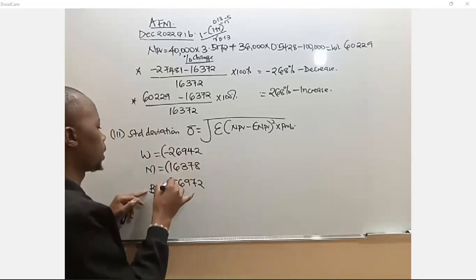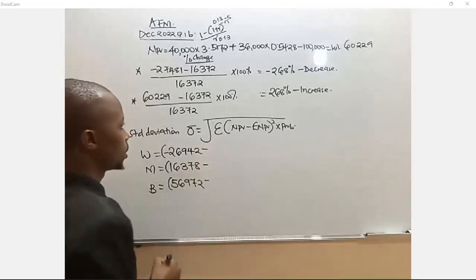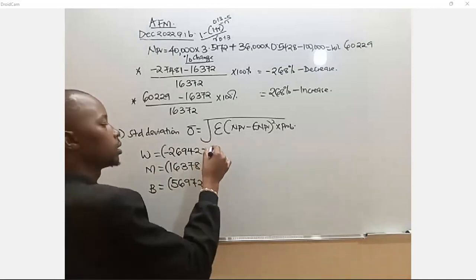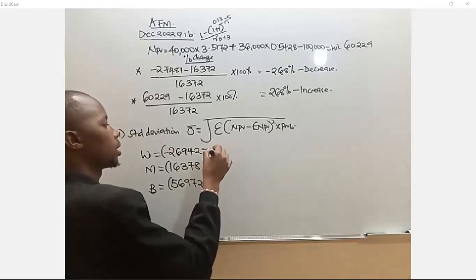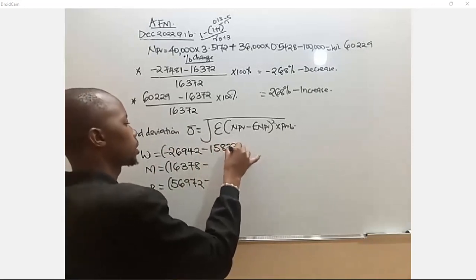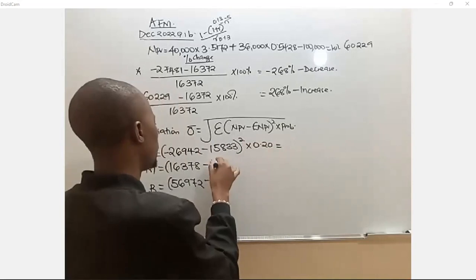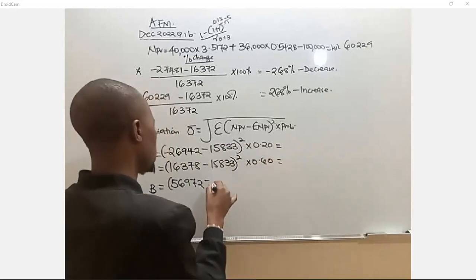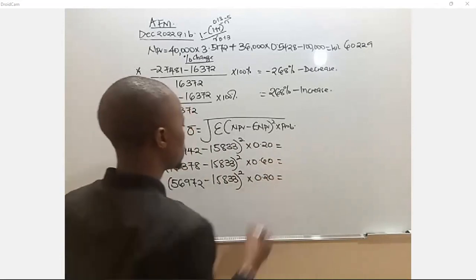Then what was our expected NPV? 15,833. Correct. Squared times the probabilities. I think this should be 0.20. So 15,833 squared times 0.60. Then the last one will be 15,833 squared times 0.20.